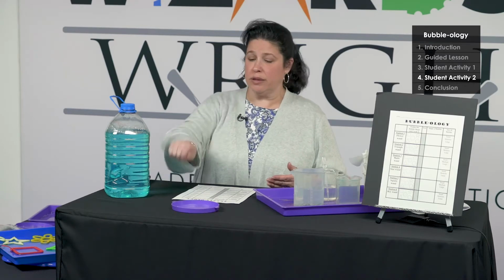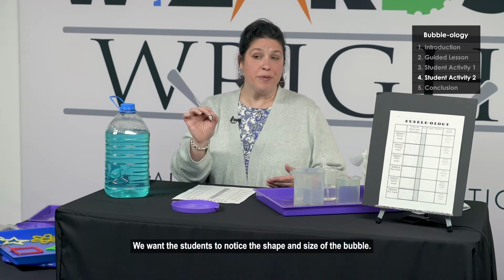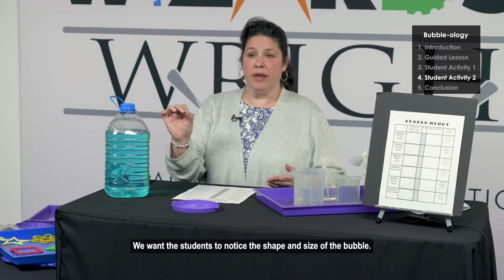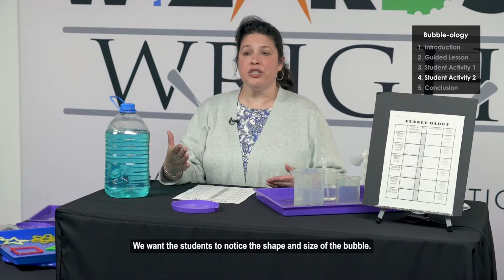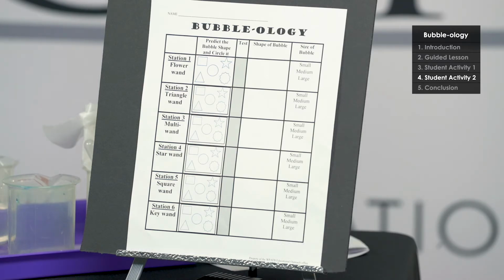When you tell the students that it's their turn to start working, to start experimenting, they're going to pick up that shaped wand, put it in the solution, blow their bubbles, wave it around. And what we want them to pay attention to is the shape of the bubble and the size. Give them a minute or so at that station, have them go back to their worksheet. If they were at station 5, they had the square wand. Maybe they predicted it was going to be in a square shape, so they circled that one.